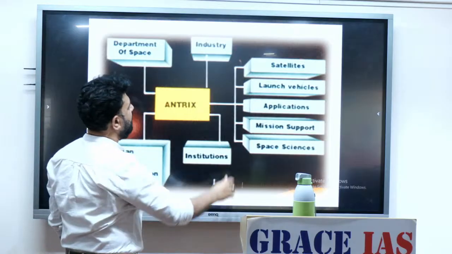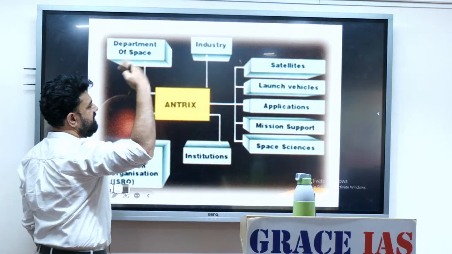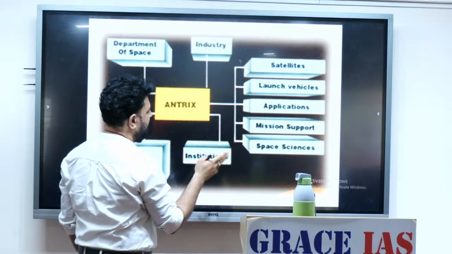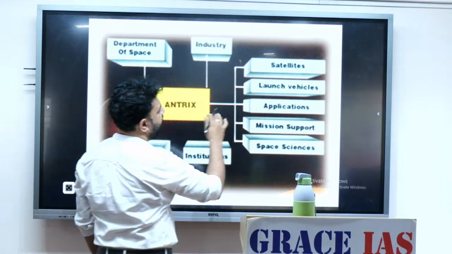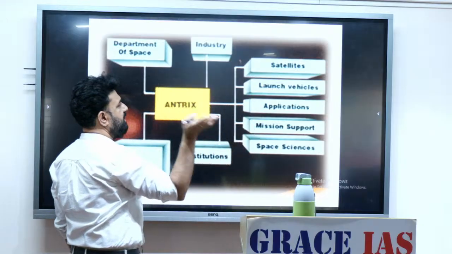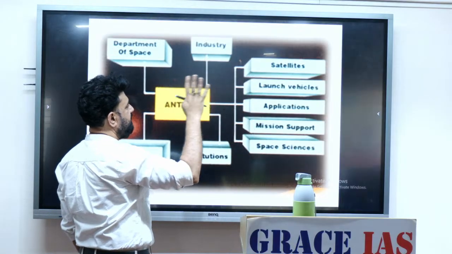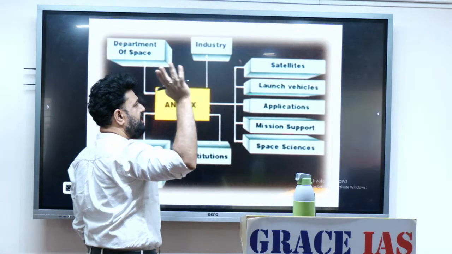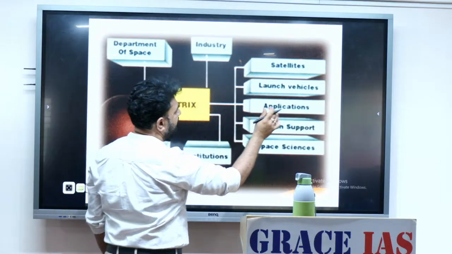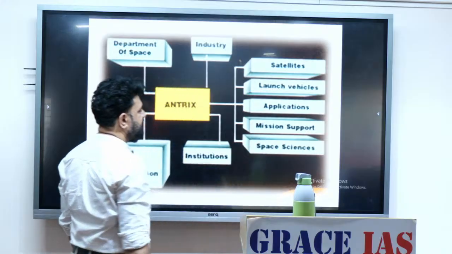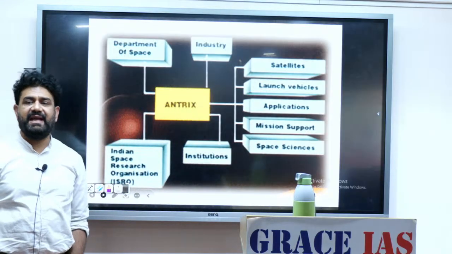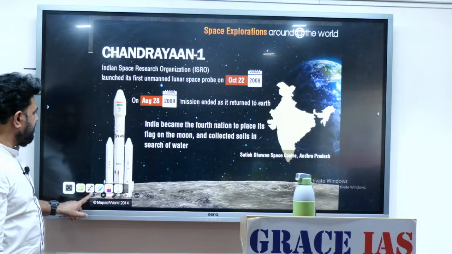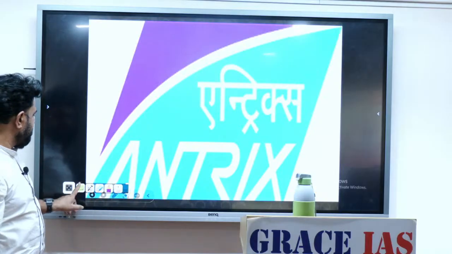So commercial means what? It links satellites, ISRO satellites, and launch vehicles with industry, and various research and academic institutions are linked with it, and satellites can be launched. Other countries or ISRO can launch satellites through Antrix Corporation. Launch vehicles can be given on rent, that means other countries' satellites can be launched through our launch vehicles, and various applications, mission support and space sciences are supported through one organization called Antrix Corporation. It is a coordinating body of many agencies.